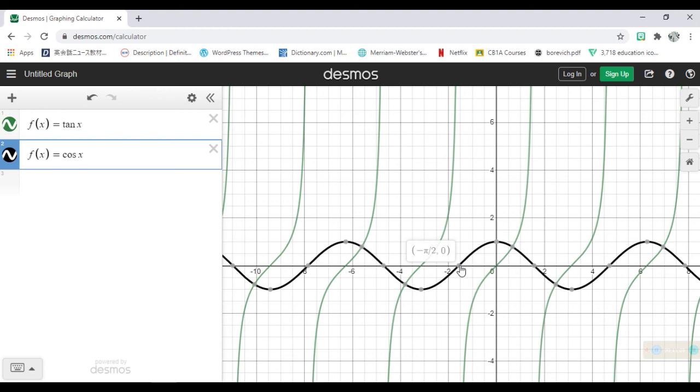And this point is negative pi over 2. It is also 0 at this point. It is pi over 2. How about this point? It is 3 pi over 2. How about this point? It is 5 pi over 2. So, ano ba yung values ni cosine where it will be equal to 0? So, the value of the cosine where it will be equal to 0 is pi over 2.